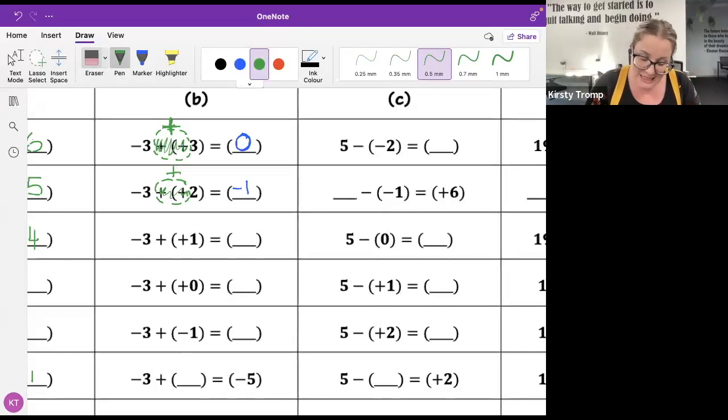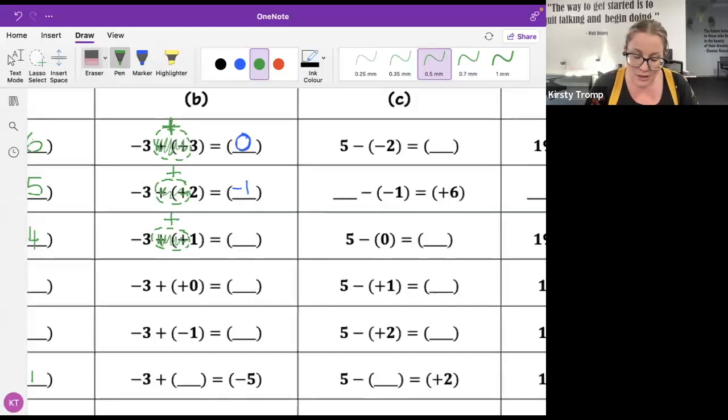So I see -3 plus +1. I see 2 signs, and they're right next to each other, guys. When I see 2 signs right next to each other, I put them in a circle. I see 2 positives next to each other. When I see 2 positives next to each other, what happens? 2 of the same sign next to each other are going to become 1 positive sign.